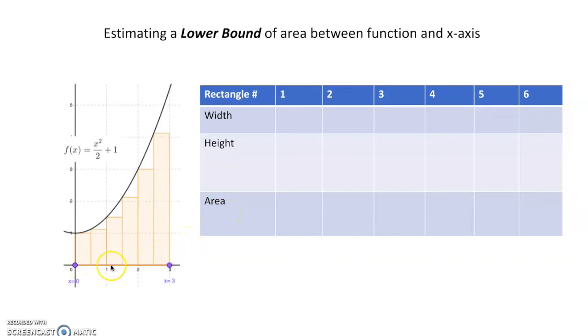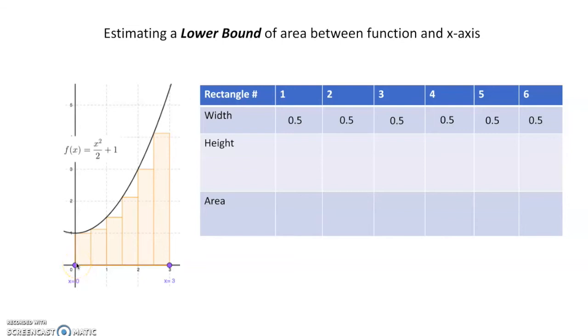Because I have 3 units on my interval here, and I've split that into 6 rectangles, that means each rectangle has the same width. They all have a width of 0.5, right? That's just 3 divided by 6. The height of each one of those is going to be different.